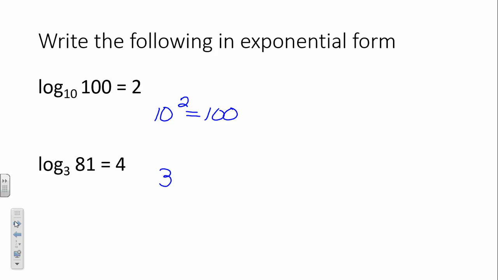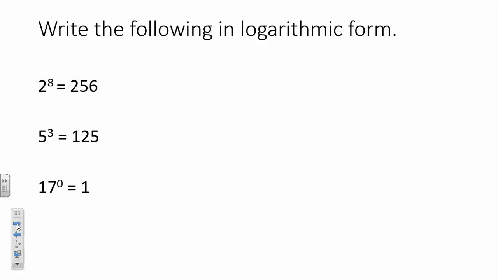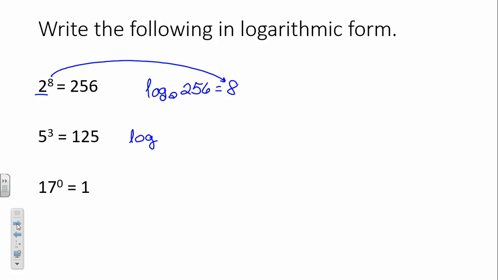Start with your base. 3 to the fourth equals 81, right? Everybody remembers this from last year, right? Okay. Nothing earth-shattering. Next one. How would we write these in logarithmic form then? Good. Log base 2, because this is our 2, our base, and the 8 is your exponent, it's your answer to your logarithmic equation. 5 to the third is 125. How do we write that as a logarithmic equation? Log base 5, 125 equals 3. The answer, the power always goes to the end.